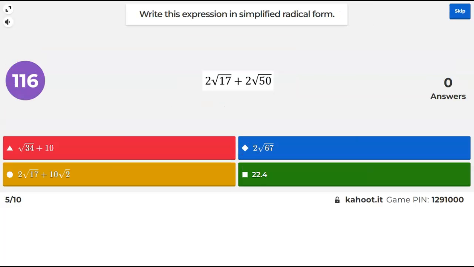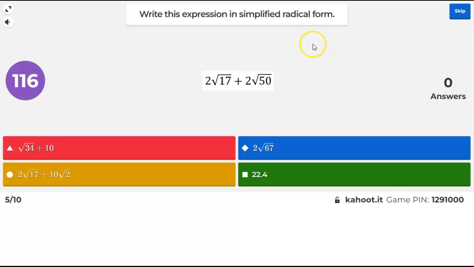Question number 5. Write this expression in simplified radical form. So this is kind of an older problem. We've been doing these for a while, or maybe we haven't looked at them very closely in a while. But these became relevant again when we started looking at Pythagorean theorem. We need to reduce and simplify radicals.